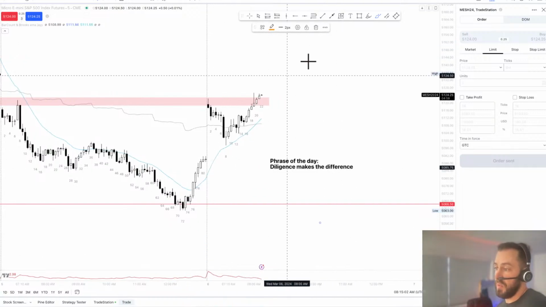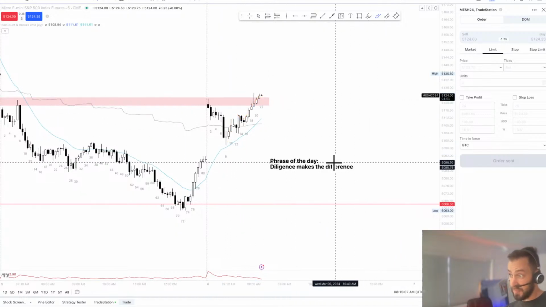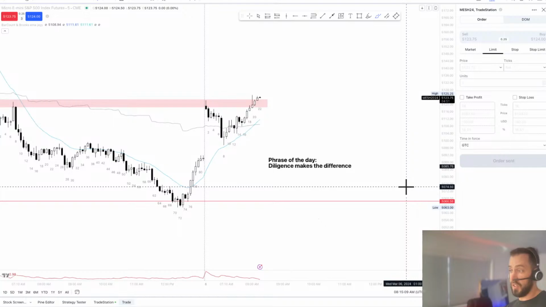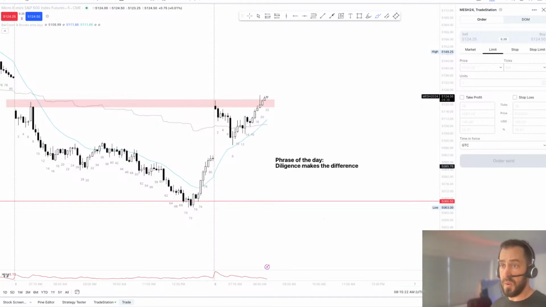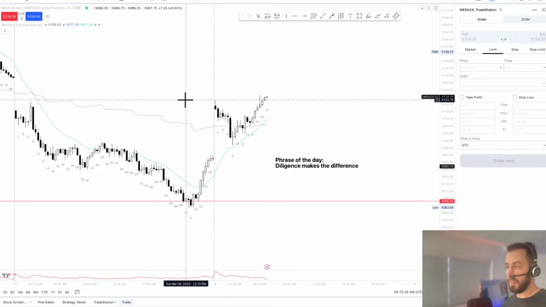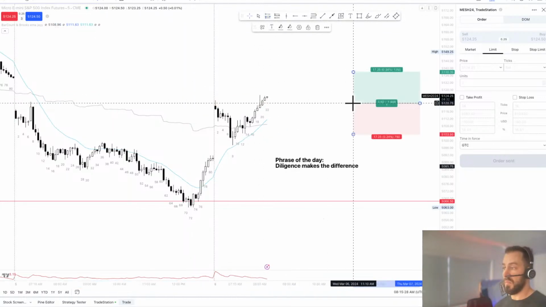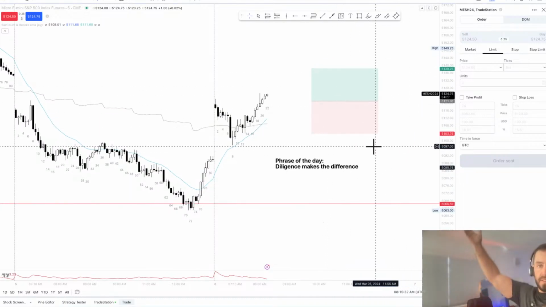Okay, so what you have now is a small pullback bull trend, one of the strongest types of trends. So we're going to get rid of this because the bulls blasted right through it. And we're going to take out our long tool because the market is moving up.